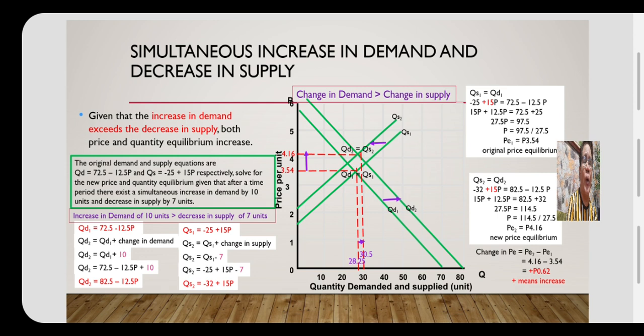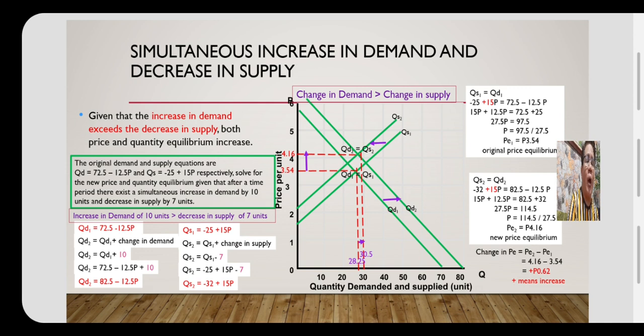And QS of 2, which is the new supply equation, is given by negative 32 plus 15p, while QD of 2, which is the new demand equation, is given by 82.5 minus 12.5p. So equating the two, we now have minus 32 plus 15p is equal to 82.5 minus 12.5p.